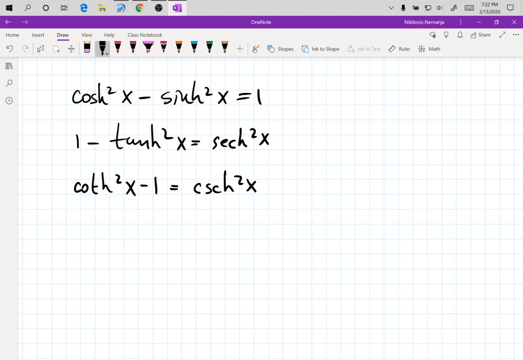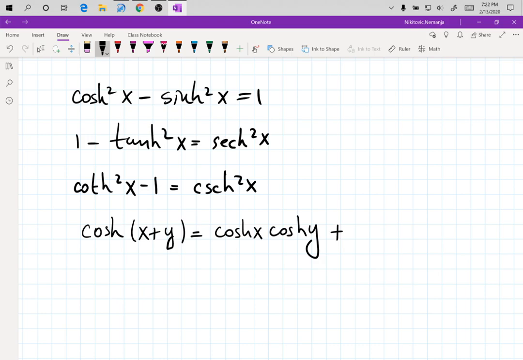Now we have those sum formulas. You remember sine x plus y and cosine x plus y? They were really long. Let's go. Cosine hyperbolic x plus y is equal to cosine hyperbolic x, cosine hyperbolic y, plus sine hyperbolic x, sine hyperbolic y.